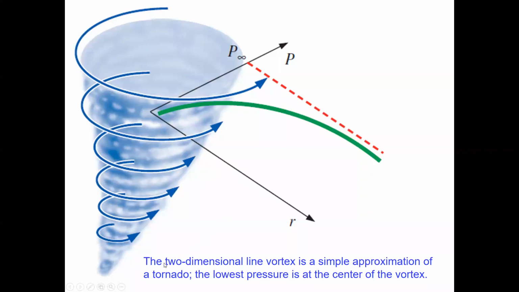Finally, the two-dimensional line vortex, which I showed earlier, is a simple approximation of a tornado. It moves like that. P should be like that. Change in the pressure gradient like that. P infinity it has to go. Pressure will build up. See that? This is how it has to go. One has to sustain. After reaching that, it will come back. See, going, coming, going, and then it gets reversed.